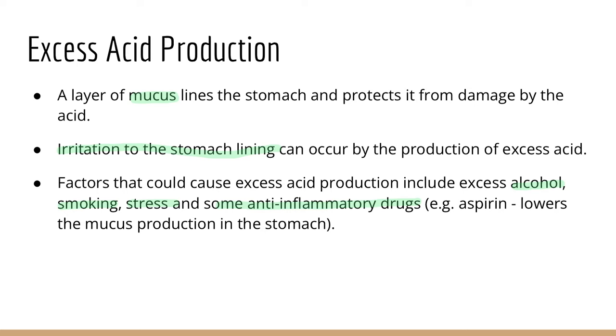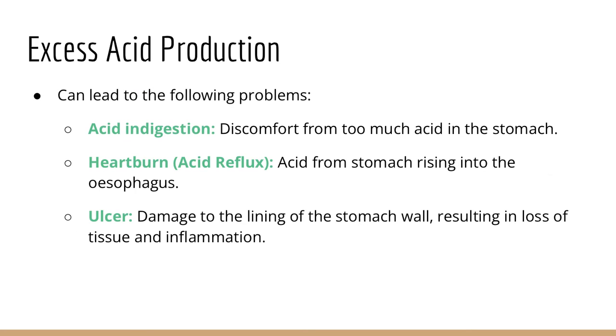For example, we looked at aspirin in a couple of other videos, and that is one that will lower the mucus production in the stomach. So the kinds of problems that can arise from excess acid production are things like acid indigestion. So that's discomfort from having too much acid in the stomach. That can lead to heartburn, also known as acid reflux. And that's where the acid from the stomach is rising up into the esophagus.